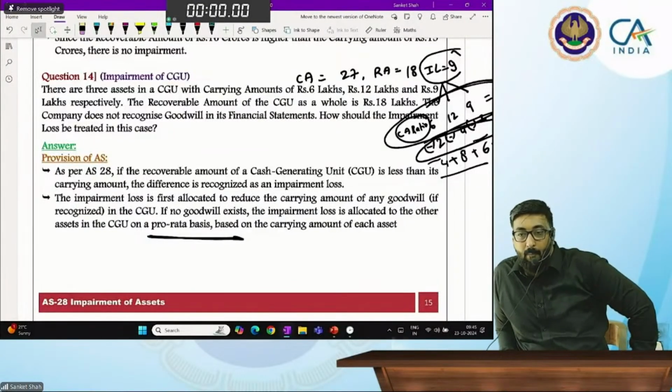Provision of AS. As per AS 28, if the recoverable amount of a cash generating unit is less than its carrying amount, the difference is recognized as impairment loss. The impairment loss is first allocated to reduce the carrying amount of any goodwill if recognized in CGU. If no goodwill exists, the impairment loss is allocated to the other assets in the CGU on a pro rata basis based on the carrying amount of each asset.